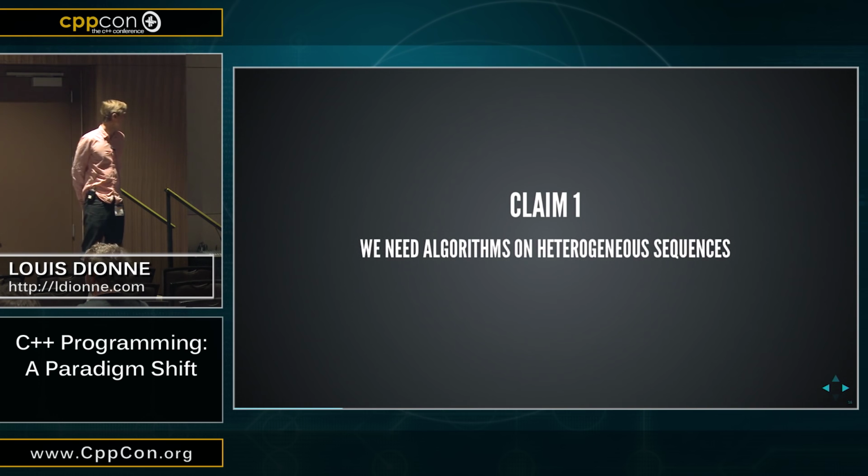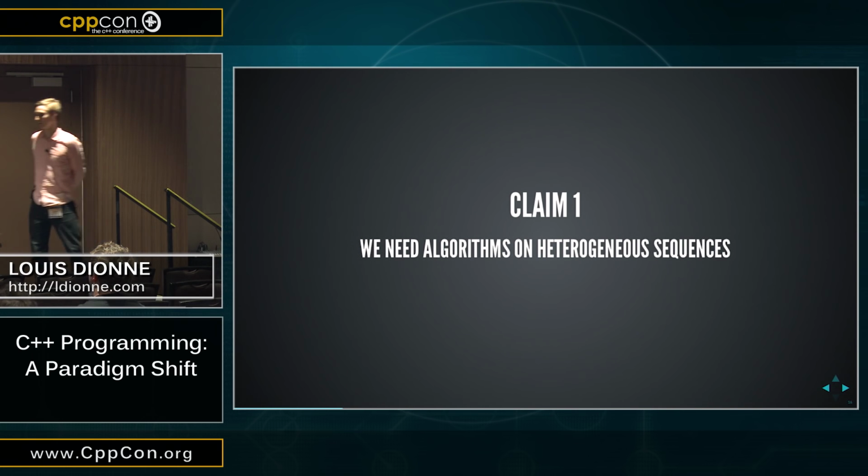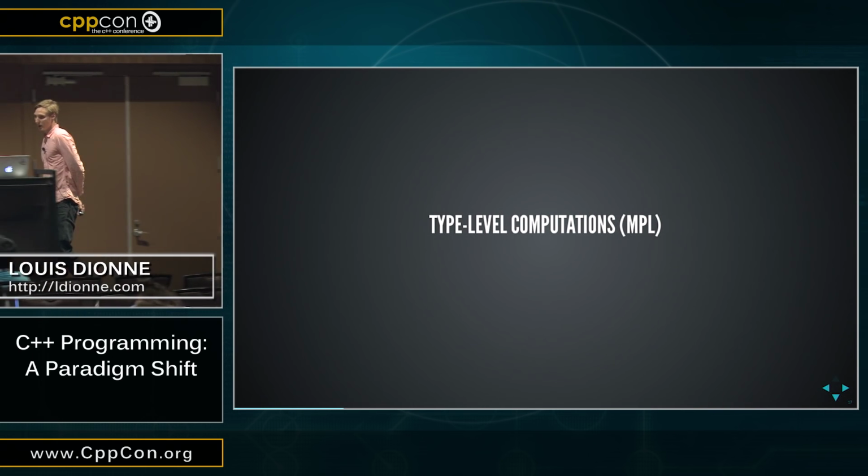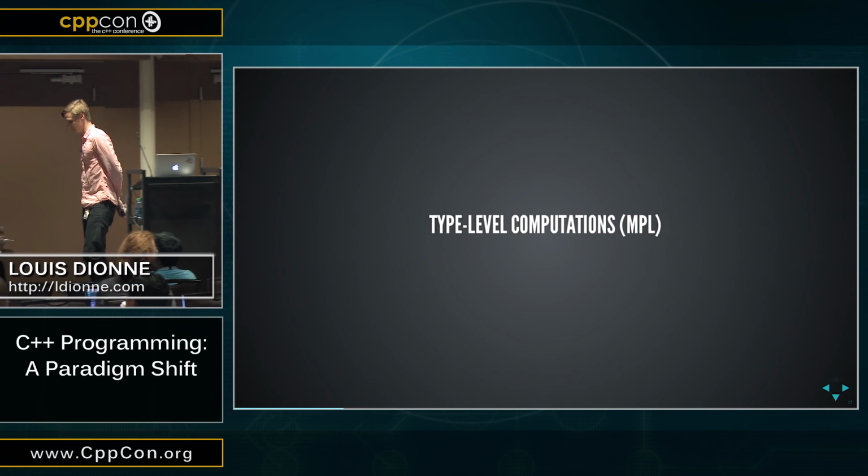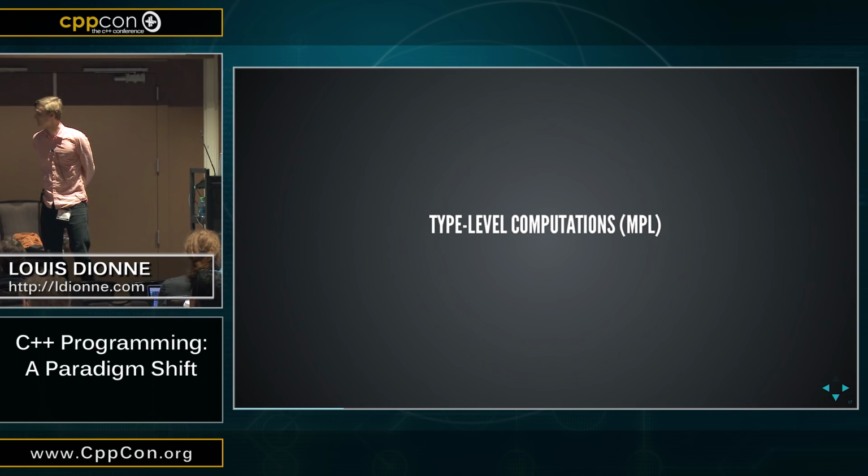So I think we need them in the standard, or we need a good tool to do algorithms on heterogeneous sequences. And then we have type-level computations. That is the fourth quadrant.